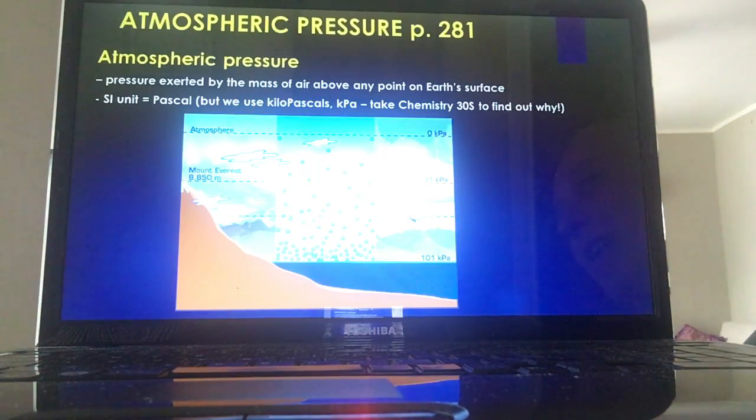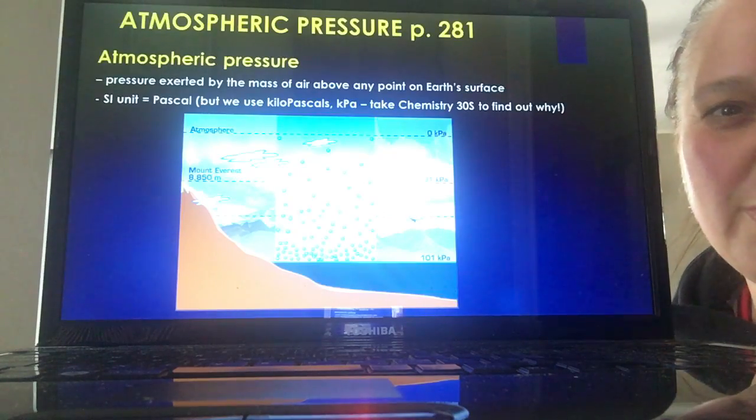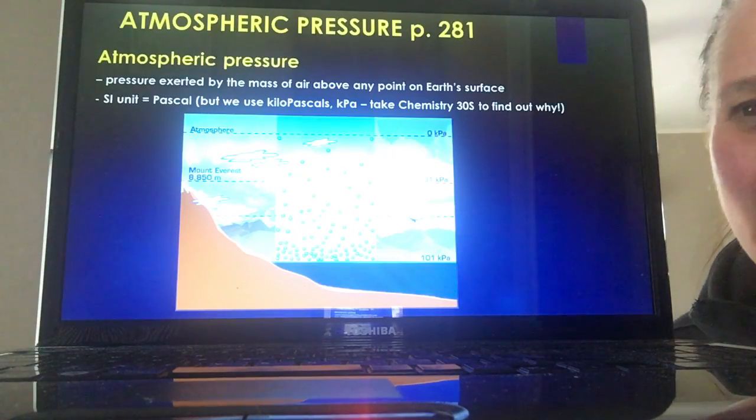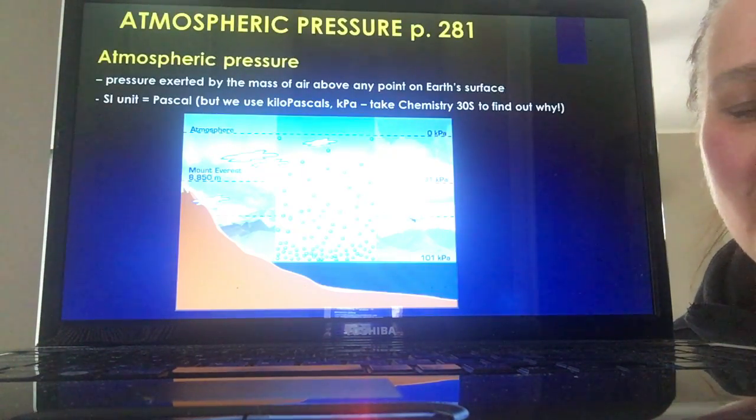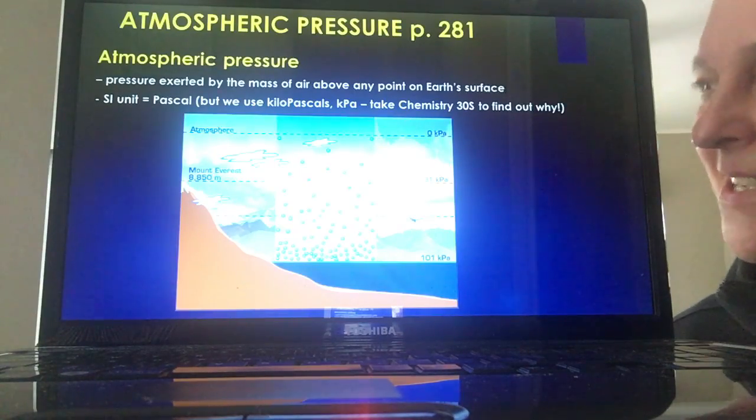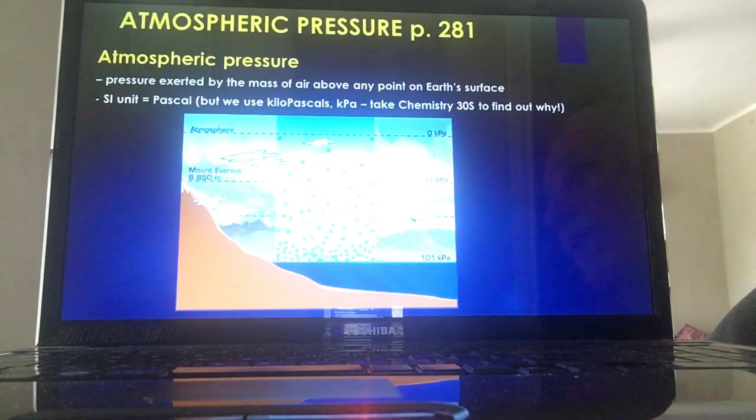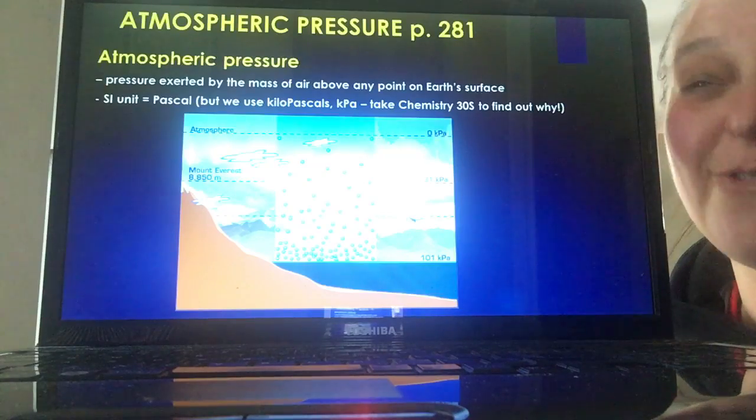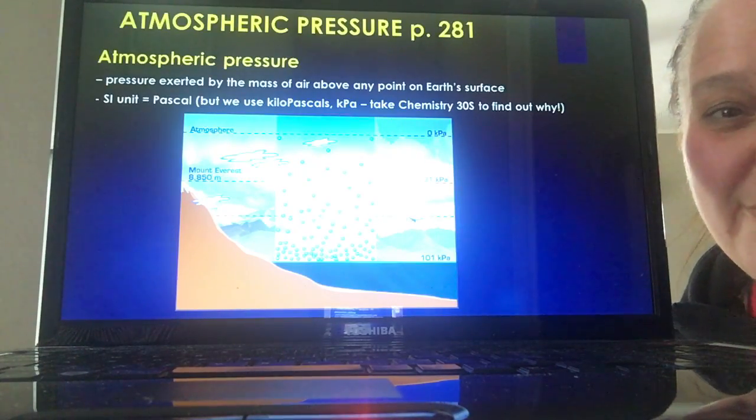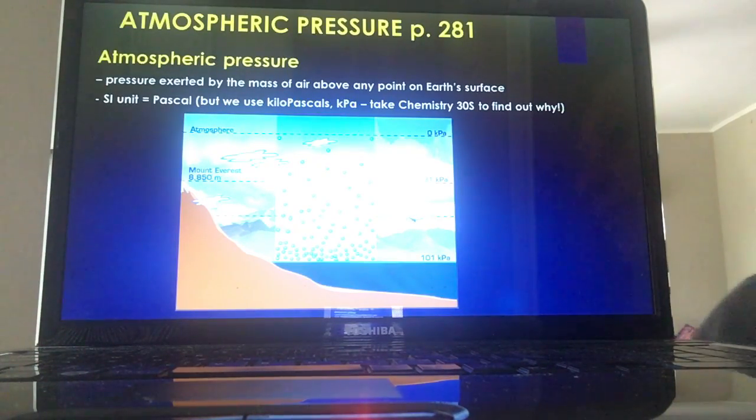So the first definition is something called atmospheric pressure. Again, if you take grade 11 chemistry, we go through it in a lot more detail, slowly and carefully. We're just giving you the basics in grade 10 science. Our definition for atmospheric pressure: it's the pressure exerted by the mass of air above any point on the Earth's surface. Now, in terms of units, like I said, in grade 11 chemistry we learn 5 different units of pressure we can use, what they mean, and when we use them.